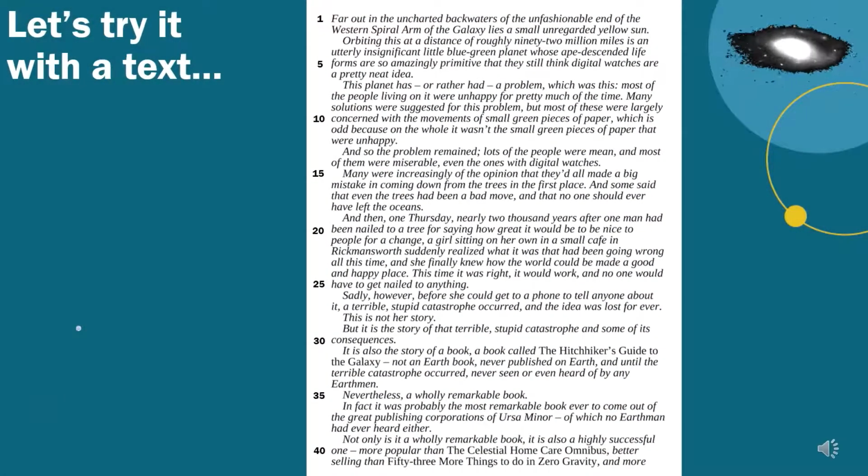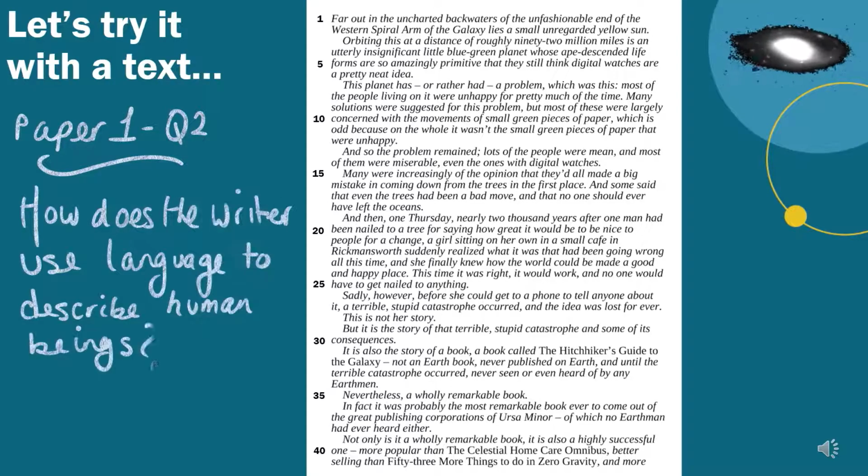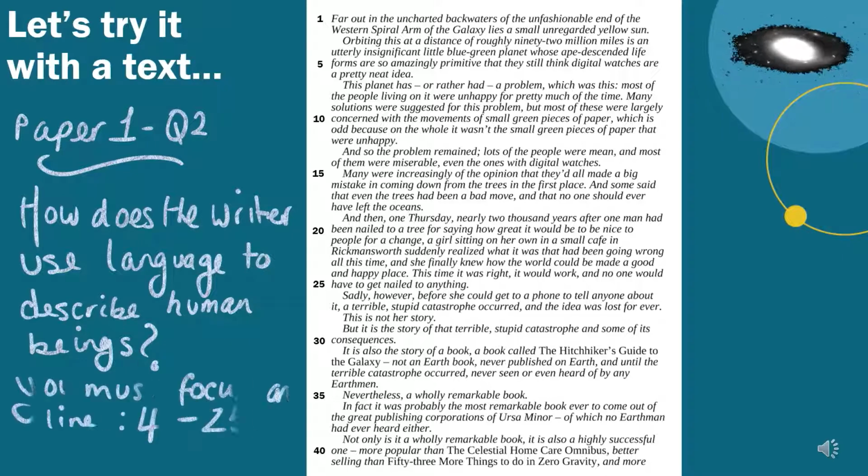Now I've challenged you to do it with a word on your own and shown you an example of doing it. Let's look at a text. A question focus would be paper 1 question 2. How does the writer use language to describe human beings? You must focus on lines 4 to 25. Remember, in the reading questions, or a few of them, it will point you to specific parts of the text on which you must focus. If you focus outside these lines, you could seriously limit your marks. So let's take the word primitive and work with that one.